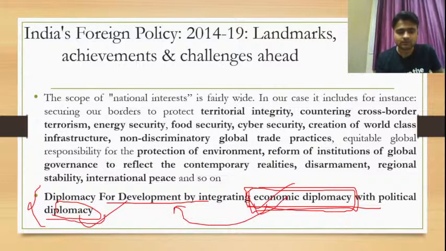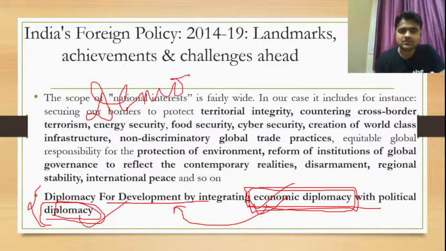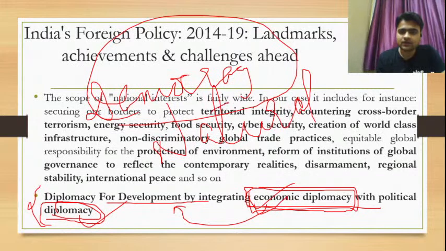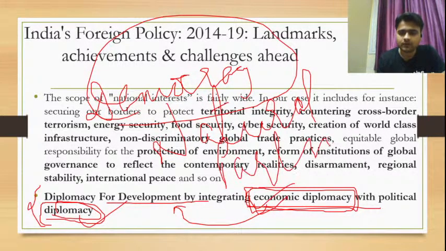Similarly, it has to be coupled with political diplomacy, like sharing of ideals. For example, democracy. Democracy is an ideal which is shared by the US and India, therefore they are termed as natural partners. Why? Because both of them have respect for democracy. This is the example of political diplomacy. Okay, I hope I am clear.